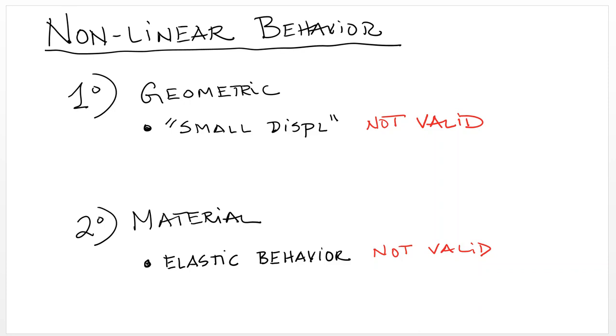The first one is geometric nonlinearity, and this occurs when the small displacement assumption is not valid anymore. And the second type of nonlinear behavior occurs when the linear elastic material behavior, that is the linear relationship between stresses and strains, is not valid anymore. And then we say that in that case we have material nonlinearity.